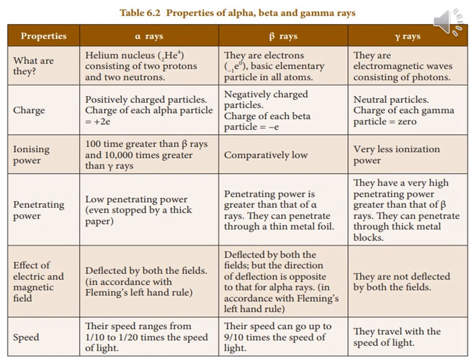Since alpha and beta particles are charged particles, they deflect in electric and magnetic fields, whereas gamma rays, being uncharged or neutral, are not deflected by either field. The speed of alpha rays ranges from 1/10 to 1/20 times the speed of light, whereas beta particles can go up to 9/10 times the speed of light, and gamma rays travel with the speed of light.